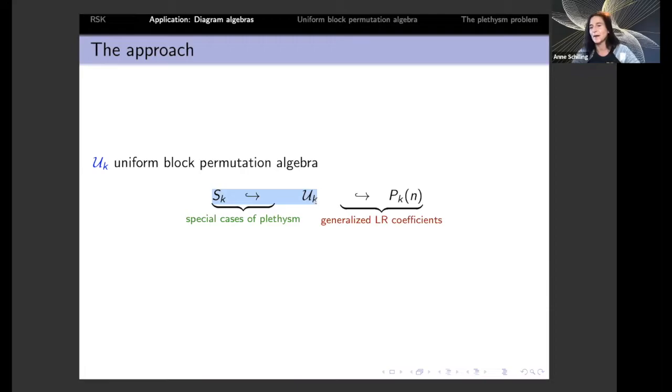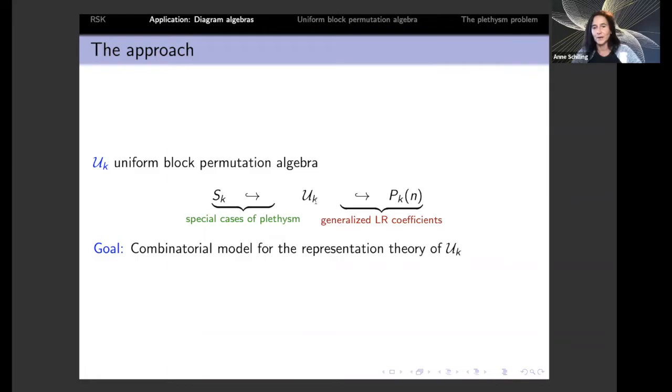And I will go into more detail what the plethysm means at the end of the talk. But these are kind of hard questions. But the setup in terms of representation theory gives you a tool to study these hard questions in combinatorics and representation theory. And that's why I briefly want to go through that with you.